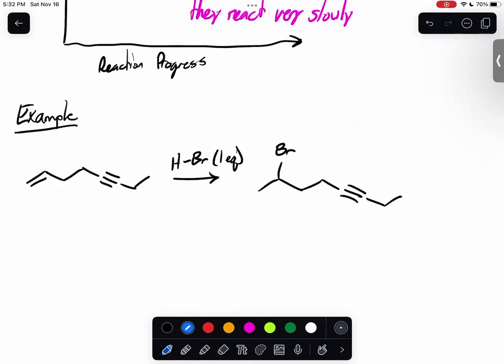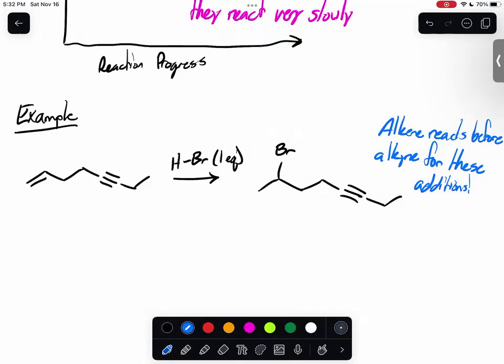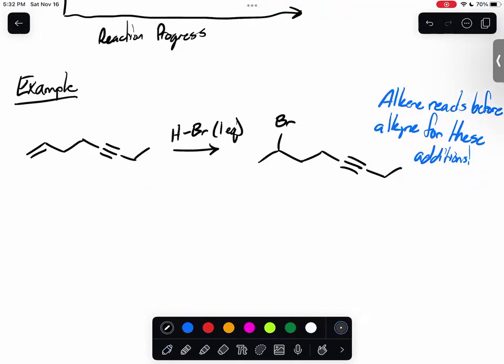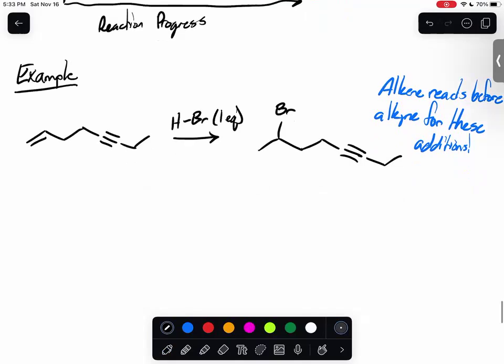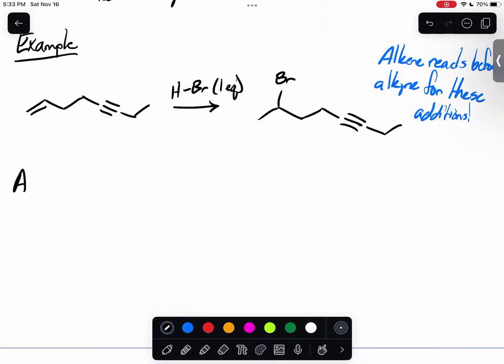So essentially, the alkene reacts before the alkyne for these additions. All right? Now then, what do these additions actually look like when we're adding into alkynes? Because it's great if we have both an alkene and an alkyne around, and we're looking at something like this, but what if it's just the alkyne? And so we're going to go through and talk about most of the same reactions that we did for alkenes, but now we're going to look at them in terms of alkynes.